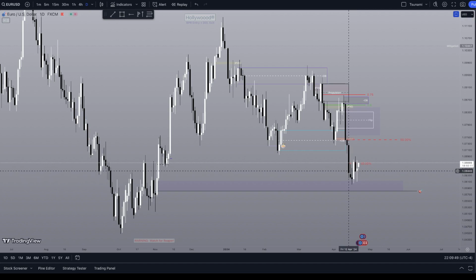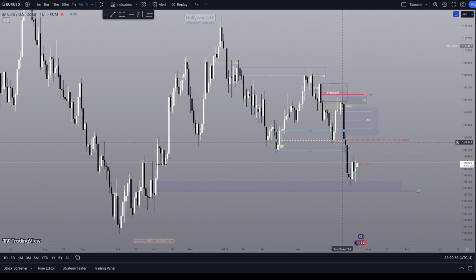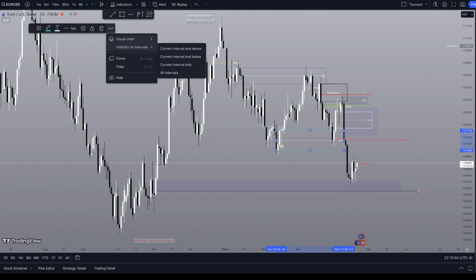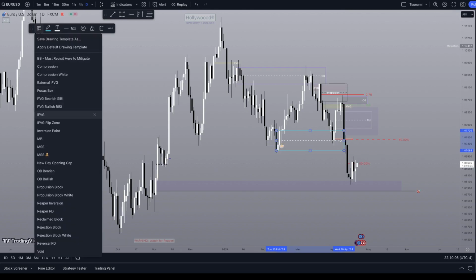Or I should say any of this. It's really going to try to rebalance this gap right here first, and it's going to slowly just be able to get up there. This is a mitigation block. This order block here, I have not named it a mitigation block yet. Matter of fact, just because I can't leave it like that, I am going to name it a mitigation block.